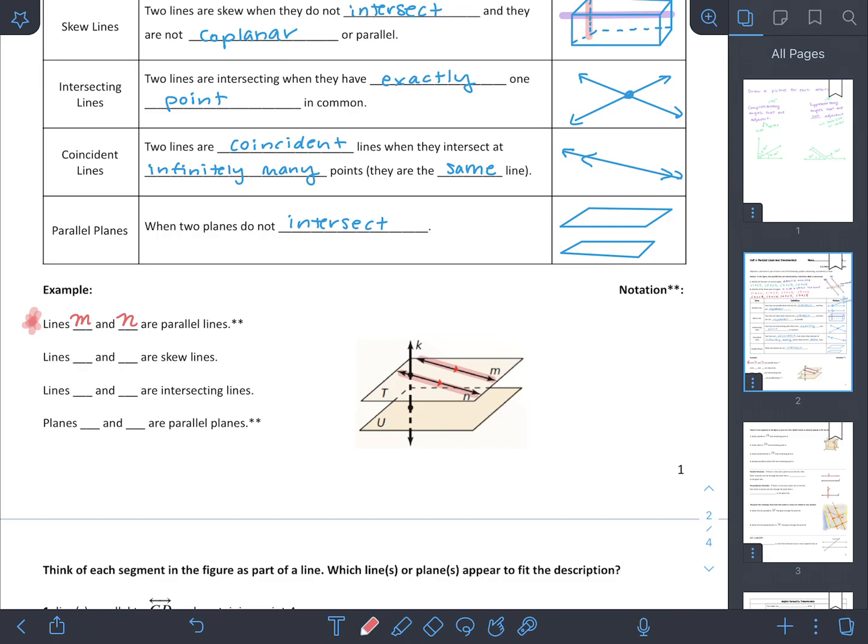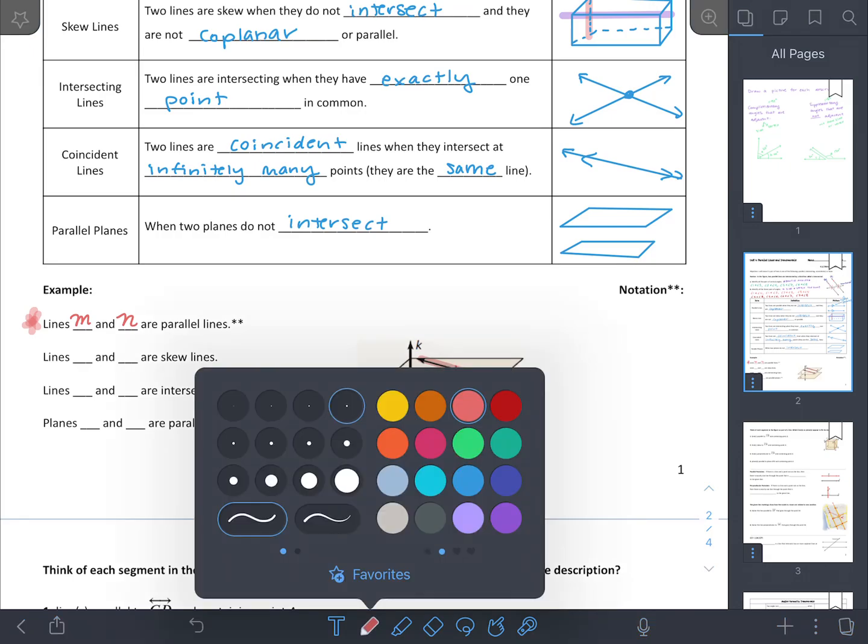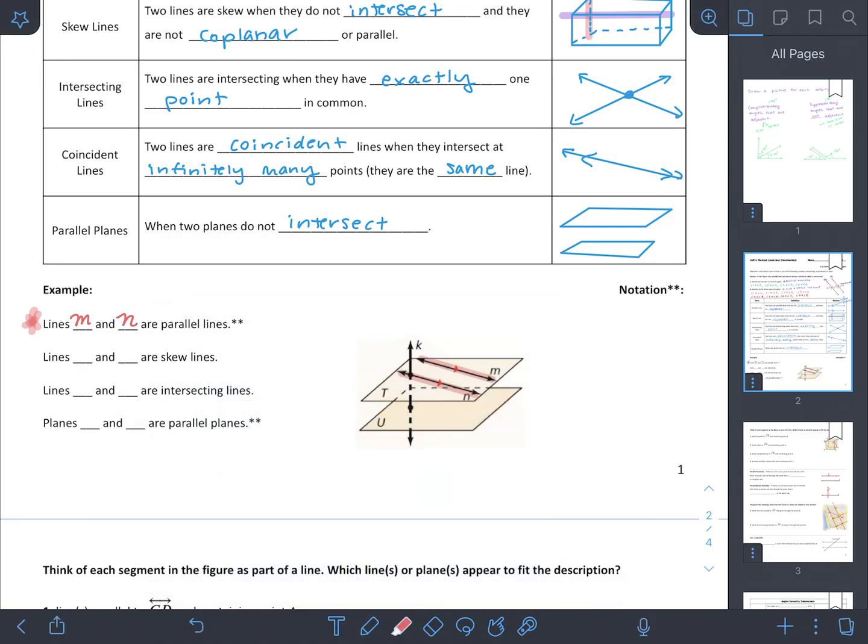Lines blank and blank are skew lines. So again, skew lines don't touch each other, they don't intersect, and they're not parallel. So that would be K and M.